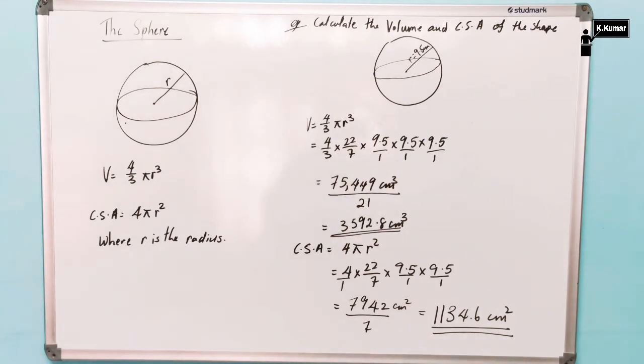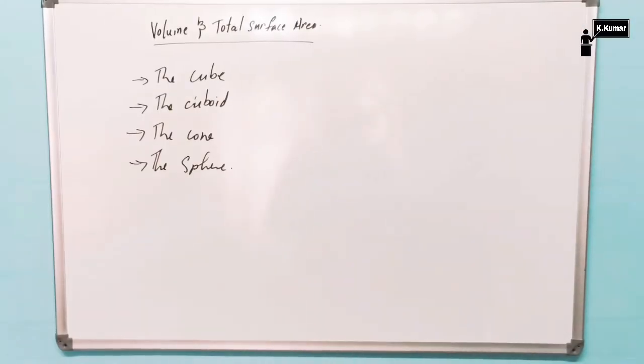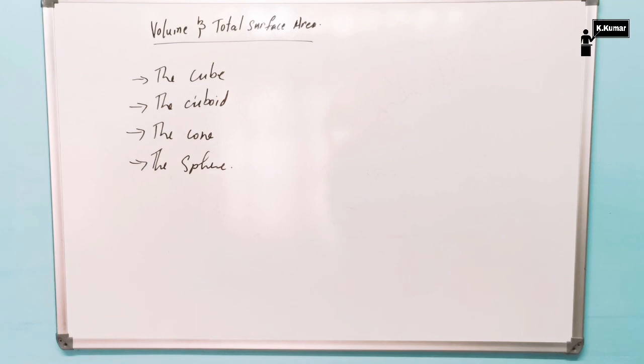I mean, this one, all you need is the radius. So a quick recap: we defined what is volume and what is total surface area, and we looked at the volume and the total surface area of the cube and the cuboid, and the volume and the curved surface area of the cone and the sphere. Remember, for the cone you need the slant height, which is L, to find the curved surface area. So if you're not given the slant height, I gave you an example and the formula that you have to use to find the slant height.